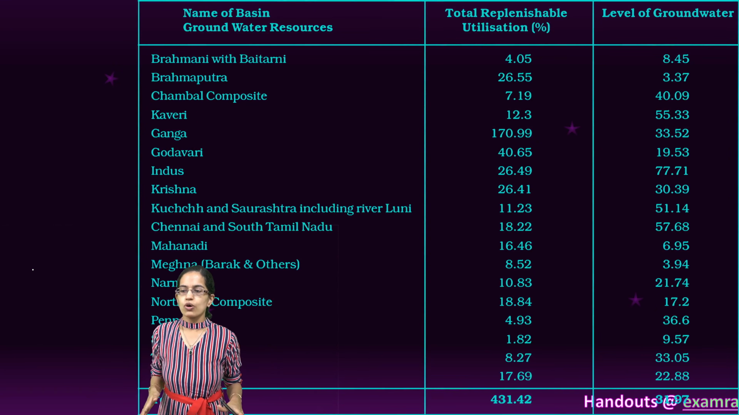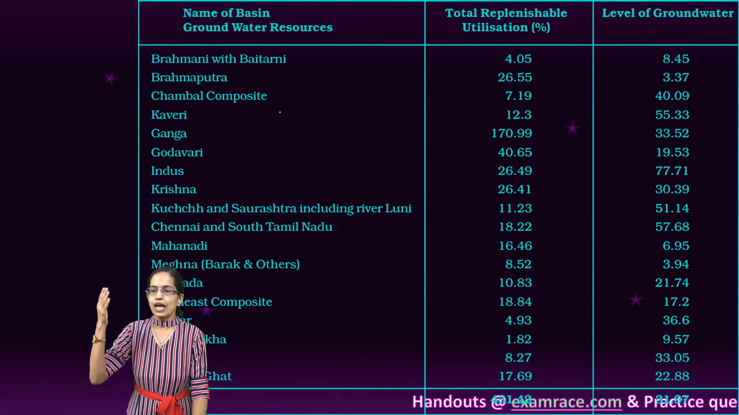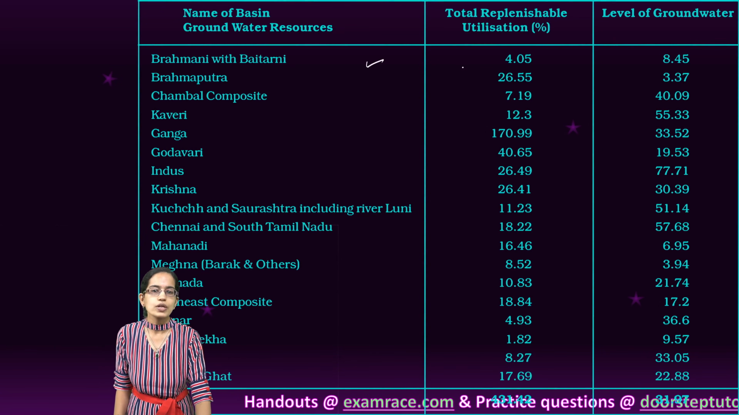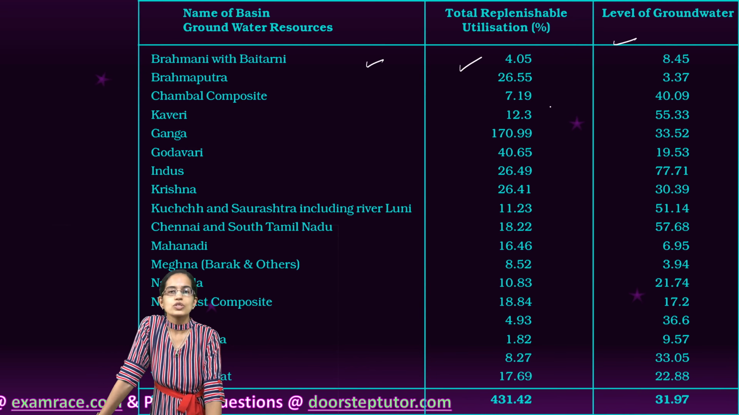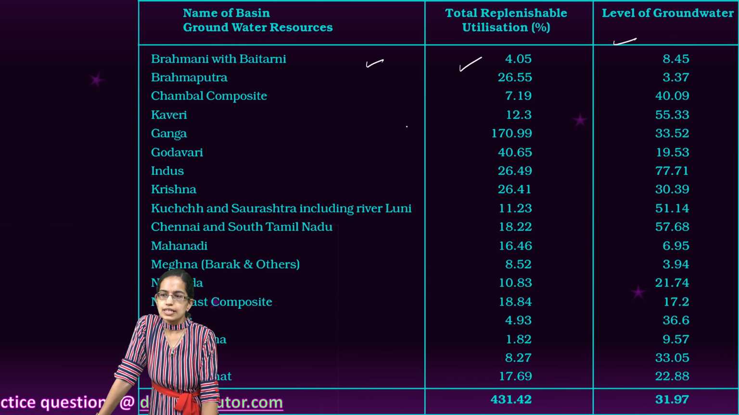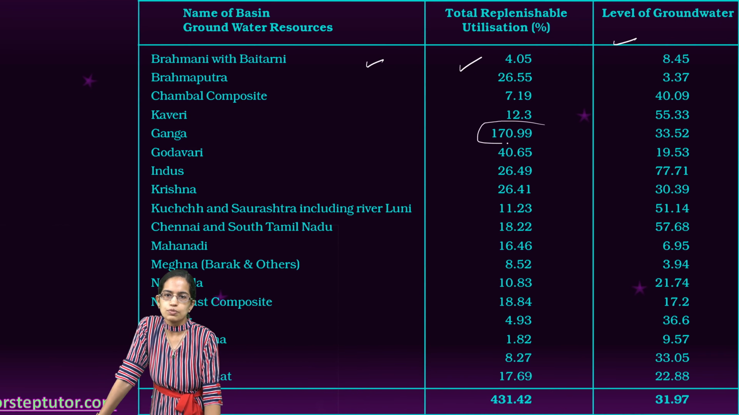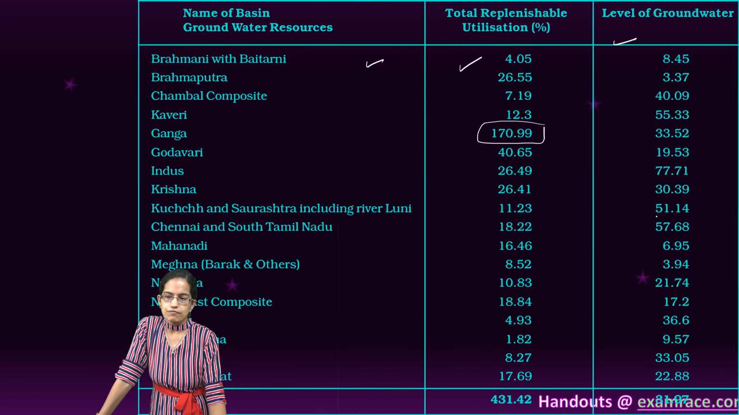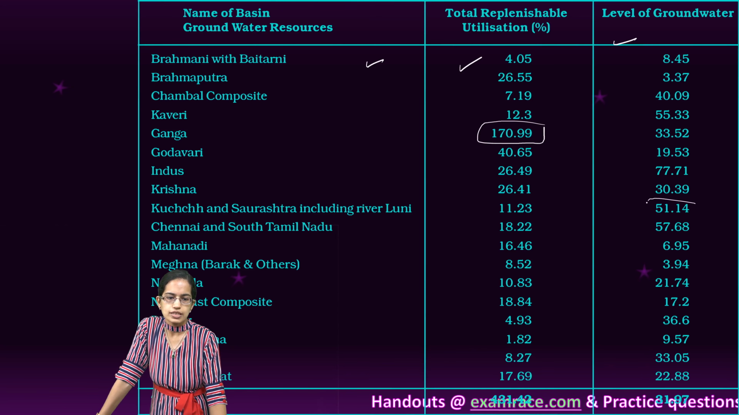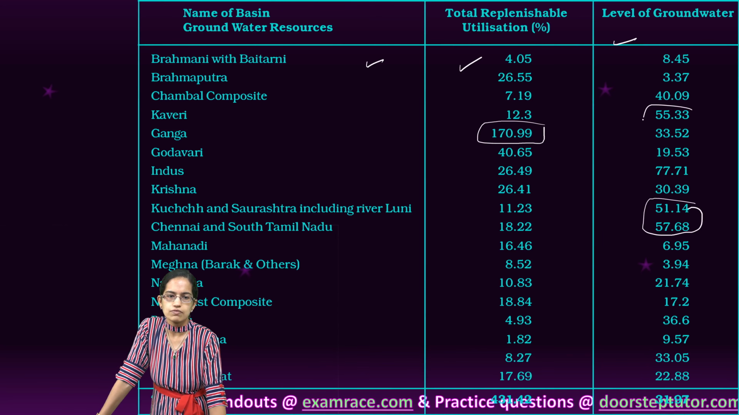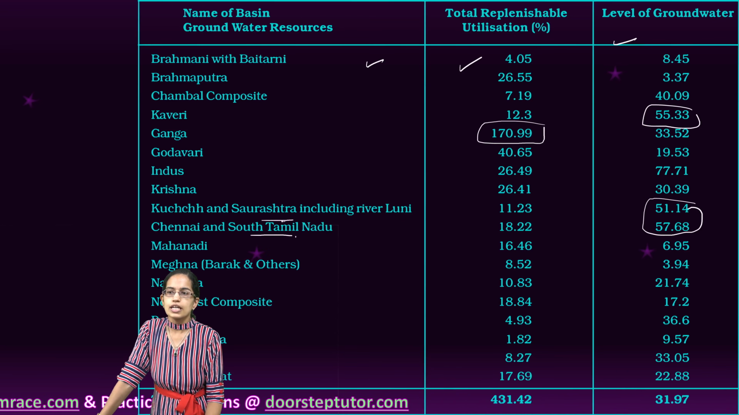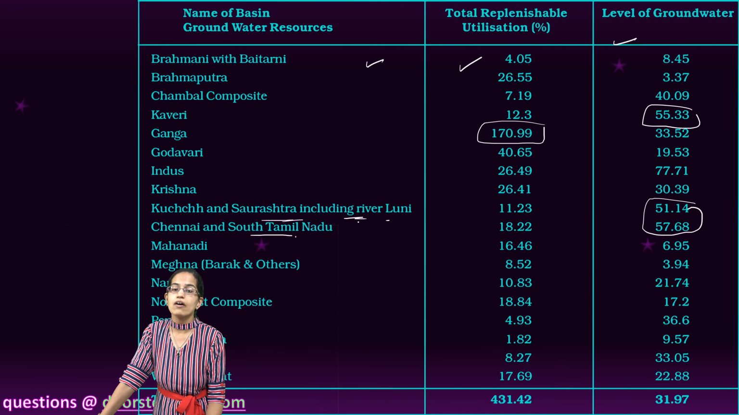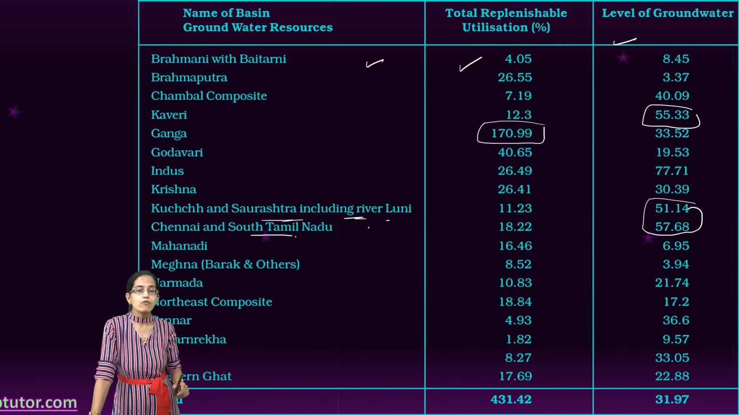Now, if we focus on the major rivers in India, we have the list of the rivers here and the total replenishable utilization along with the levels of groundwater. Now, these all values are in cubic kilometers per year. So, we can see Ganga has the highest proportion of total replenishable utilization, and when it comes to the level of groundwater, a significantly high level is seen with three of these, which are Kaveri, the regions of Chennai and South Tamil Nadu, Kutch and Saurashtra. So, these ground basins have a significantly higher level of groundwater.